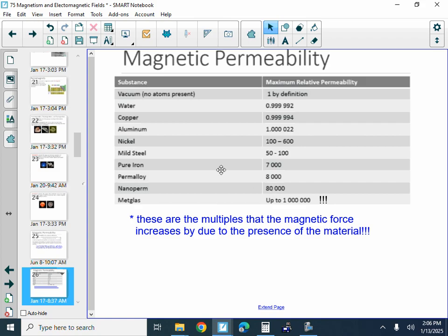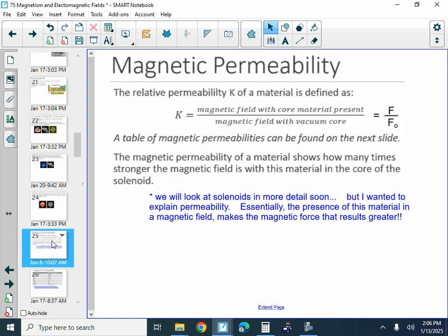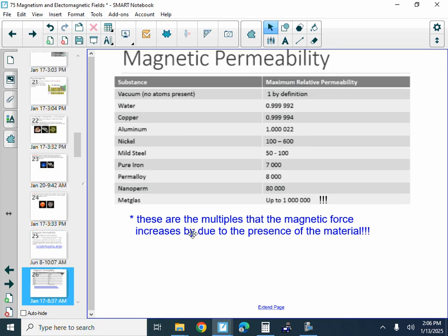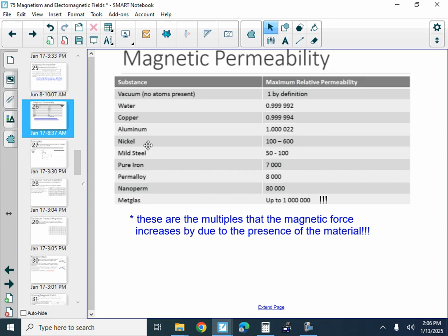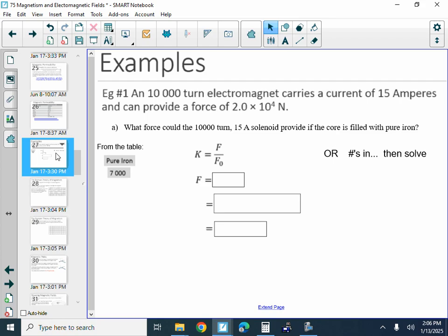So for example, if you put pure iron inside of a coil of wire, the magnetic field you get will be 7,000 times as strong as if you didn't have the iron there, right? Because you're dividing those relative values. Pretty crazy. More easily accessible is steel. If you put just a piece of iron, like a steel bolt or something, between, you're still going to get 50 to 100 times stronger. But iron's obviously way better.